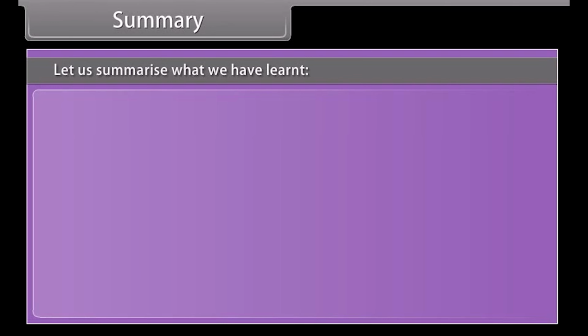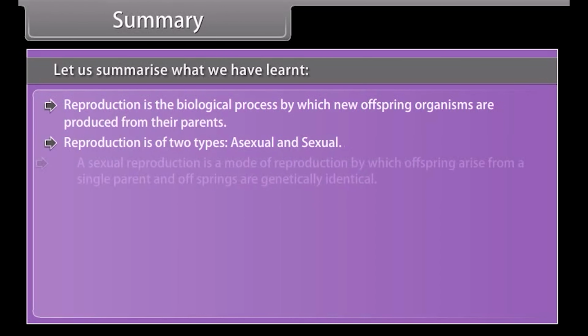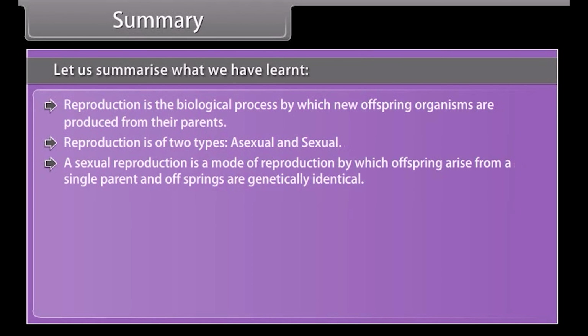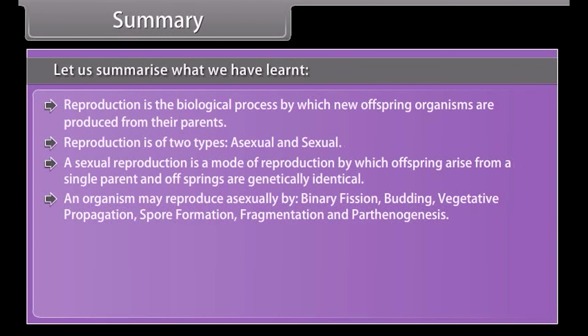Summary. Let us summarize what we have learned. Reproduction is the biological process by which new offspring organisms are produced from their parents. Reproduction is of two types: asexual and sexual. Asexual reproduction is a mode of reproduction by which offspring arise from a single parent and offsprings are genetically identical. An organism may reproduce asexually by binary fission, budding, vegetative propagation, spore formation, fragmentation, and parthenogenesis.